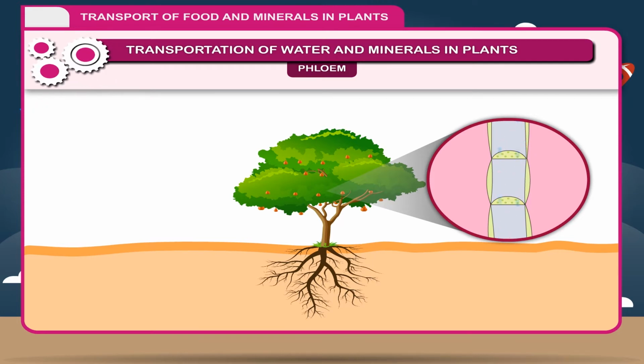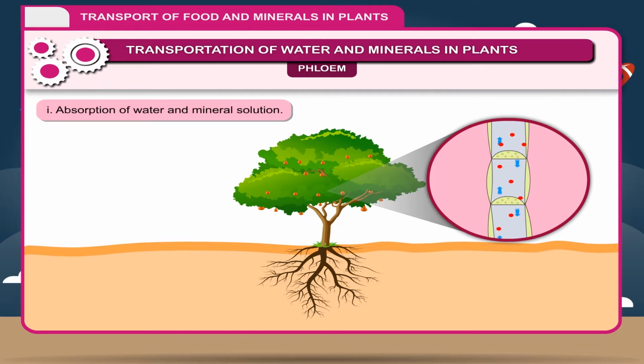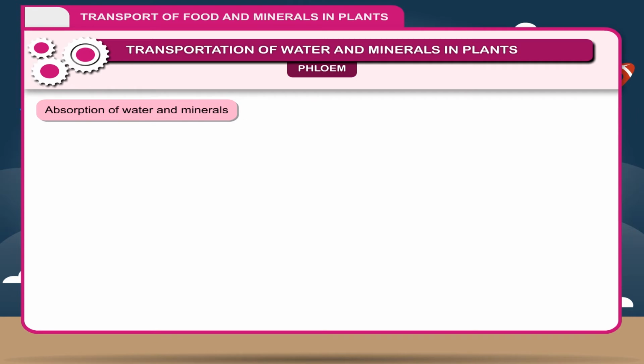Thus, during transportation, three processes are involved. 1. Absorption of water and mineral solution. 2. Rise of cell sap, ascent of sap. 3. Translocation of food material. Absorption of water and minerals.